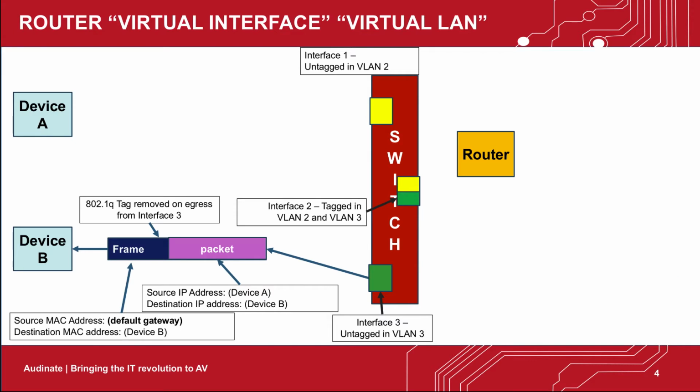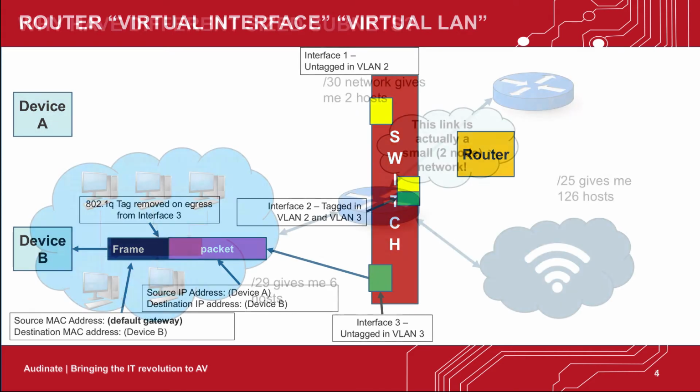The packet then leaves the switch. The 802.1Q tag was removed because it's an access layer switch port, and we're back to just a frame and packet that device B can read. Something important to note: destination MAC address is what changes through this process. IP address remains the same.